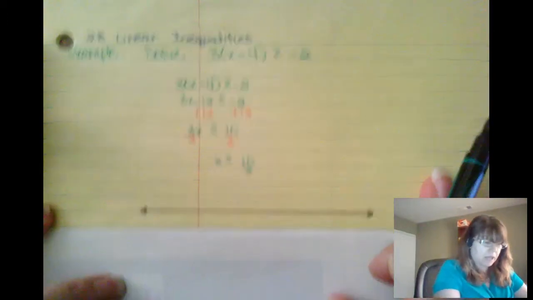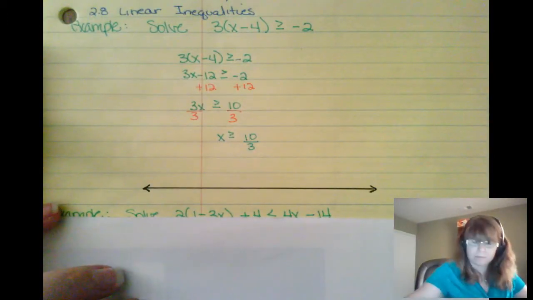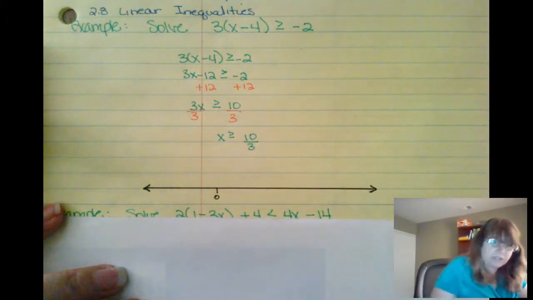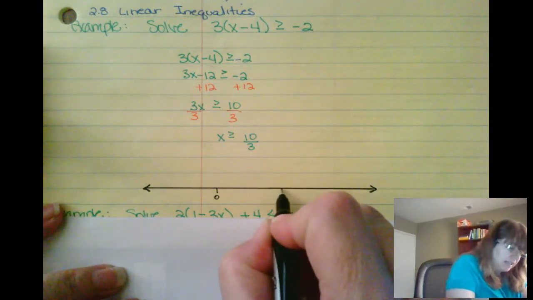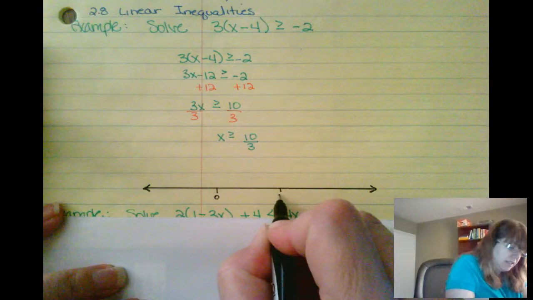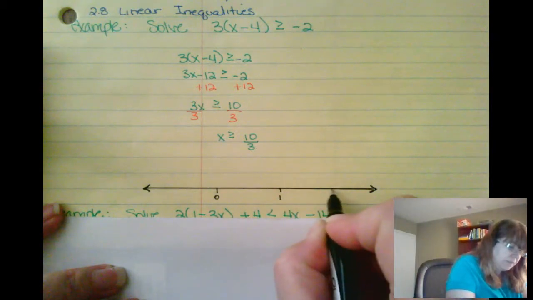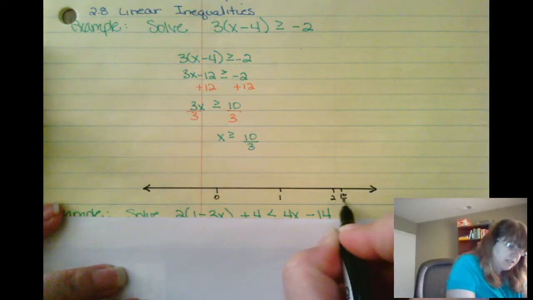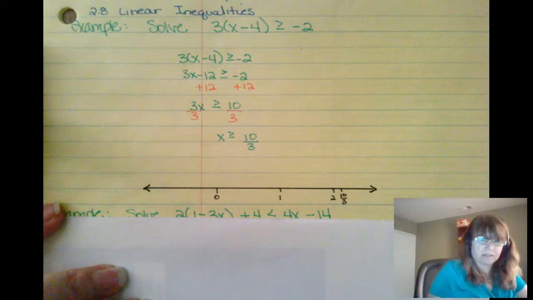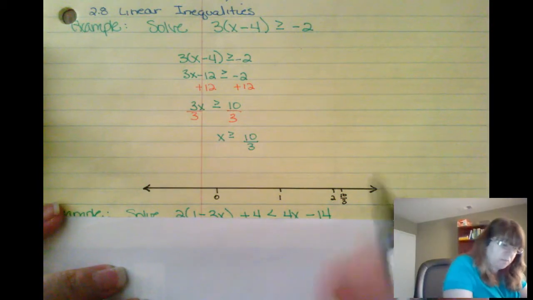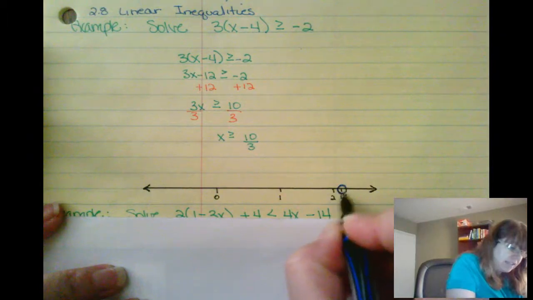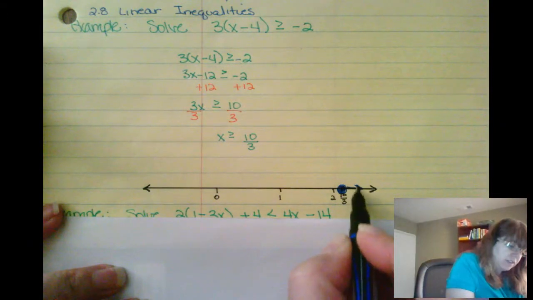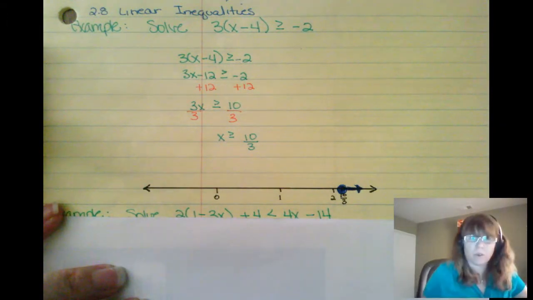Now I need to plot on my number line enough information. I'll try to let you know where 0 is. I'll say that this is 3/3, or 1. Here's a 2, and so 10/3 is going to be about there. Kind of guesstimating where it's going to be. I guess I could measure. It's going to be a solid circle, and it's everything greater, so it goes to the right.